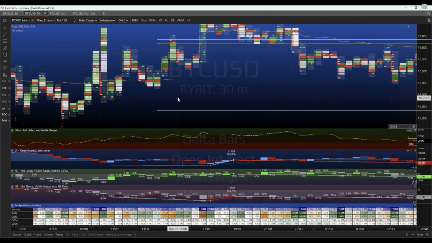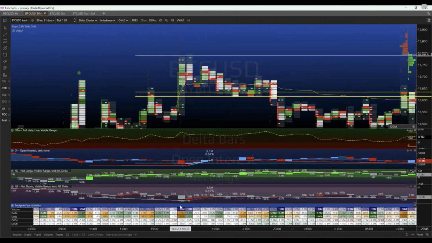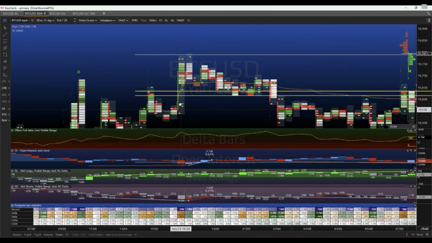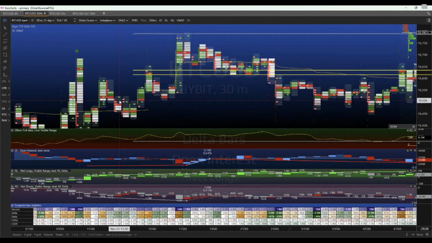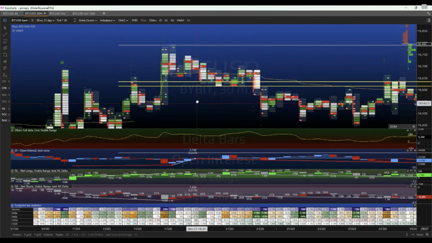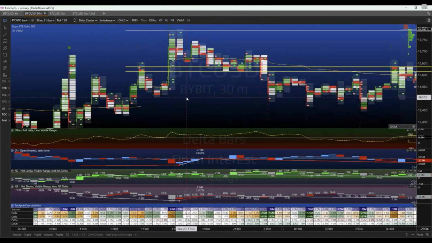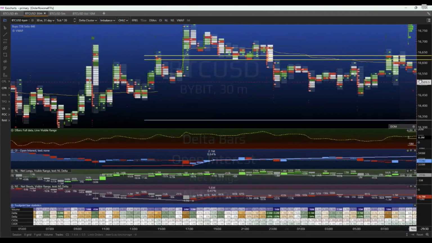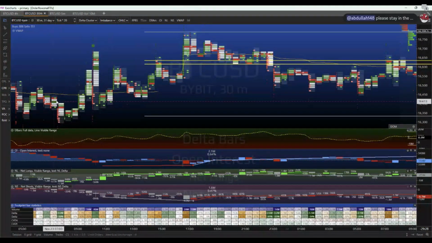2.6, 4 million to 7.5. This is where we get the most volume though. And so this is another thing I look at here: where is the most volume coming in? In this case, the most volume and the most delta from this entire move here.